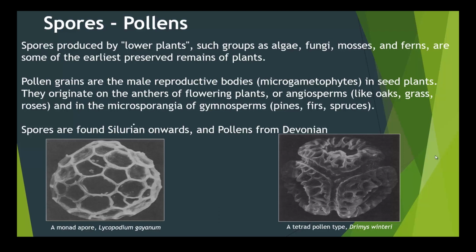Pollen grains are the male reproductive bodies or microgametophytes in seed plants. They originate on the anthers of flowering plants or angiosperms like oats, grass, roses, and in the microsporangia of gymnosperms like pines, firs and spruces. They are found from Devonian times.